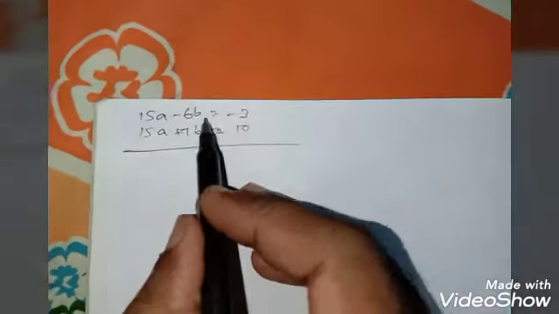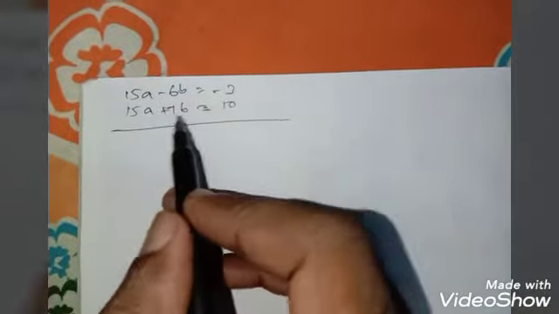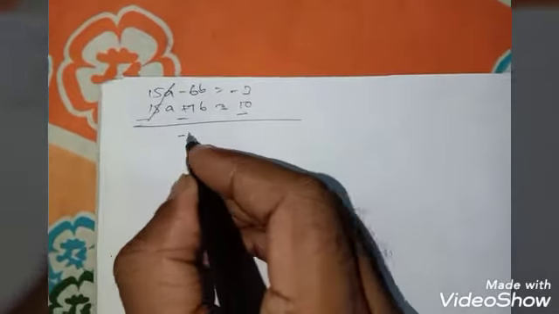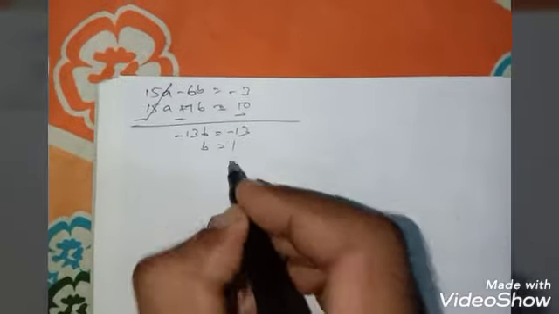Now after multiplying the first equation, your equation will be 15a minus 6b is equal to minus 3 and 15a plus 7b is equal to 10. Now here if I subtract, these two will be cancelled. Right. Now here minus 6 minus 7 is nothing but minus 13b. Here you will get minus 13. So b is equal to 1.